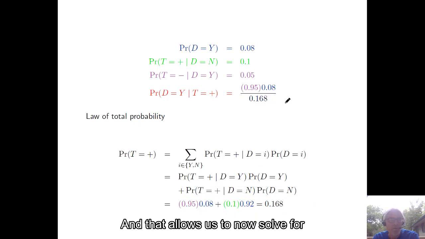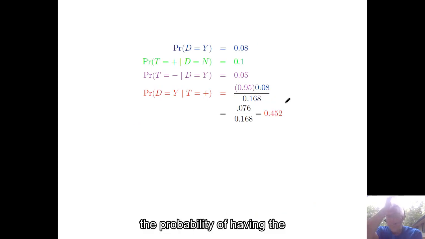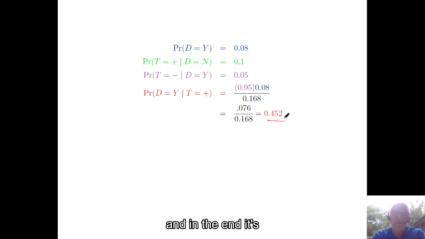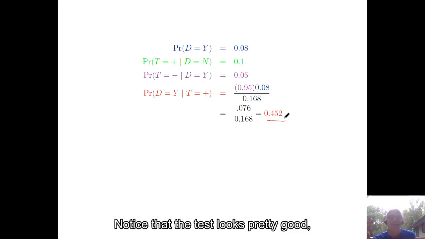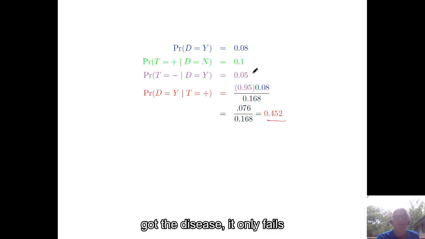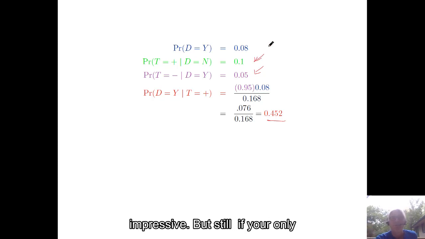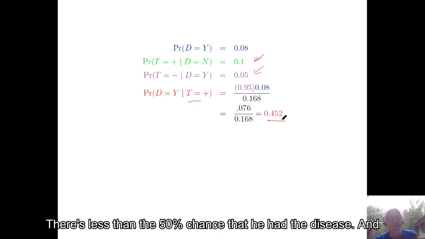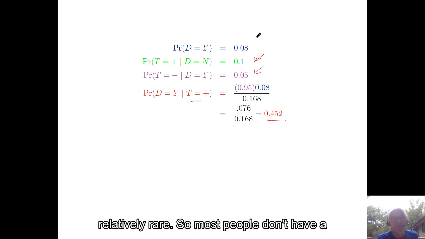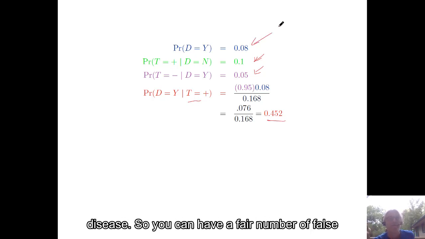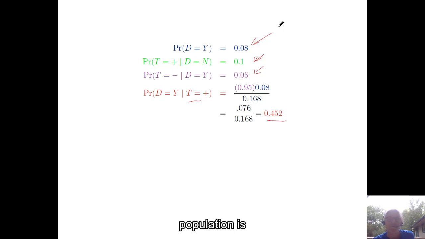And that allows us to now solve for the probability of having the disease given you have a positive test. And in the end, it's about 45%, 0.452 in proportion notation. Notice that the test looks pretty good. 95% of the time it works if you've got the disease. It only fails 10% of the time if you don't have the disease. So it sounds really impressive, but still, if your only evidence is a positive test, there's less than a 50% chance that you have the disease. And why is that? It's because the disease is relatively rare. So most people don't have the disease, so you're going to have a fair number of false positives because 92% of the population is negative for the disease.